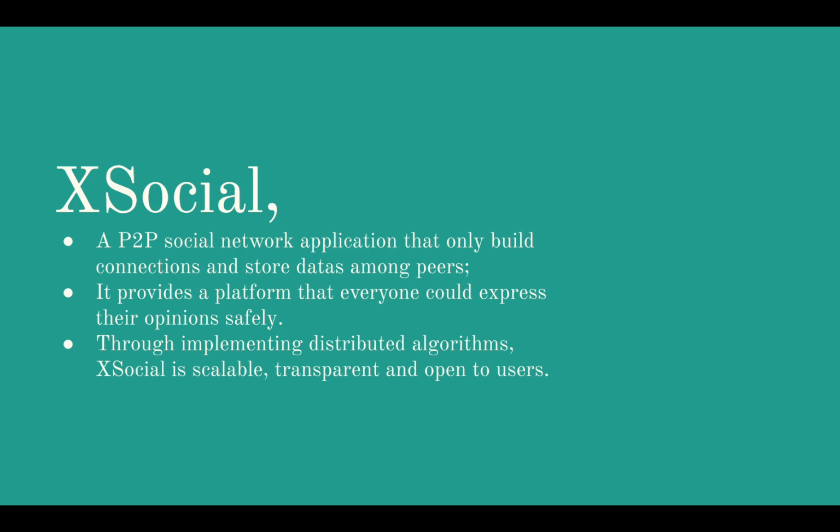Okay, let's make a conclusion about today's presentation. All in all, Xsocial is a P2P social network application that only builds connections and stores data among peers. It provides a platform where everyone could express their opinions safely. And through implementing distributed algorithms, Xsocial is scalable, transparent, and open to users.